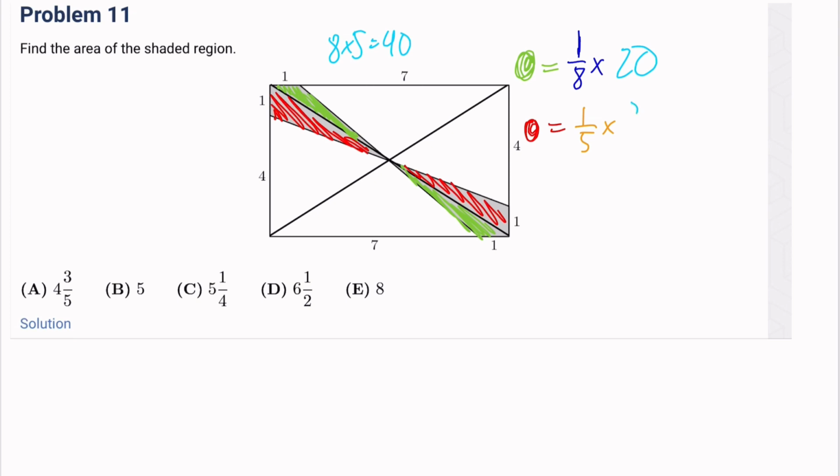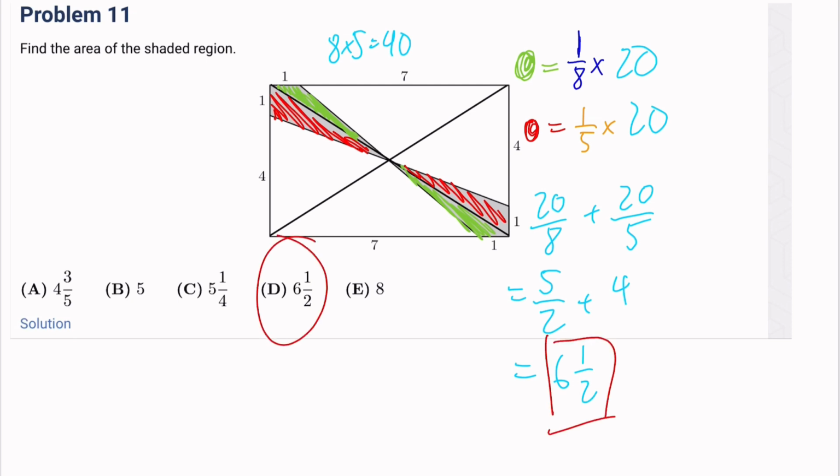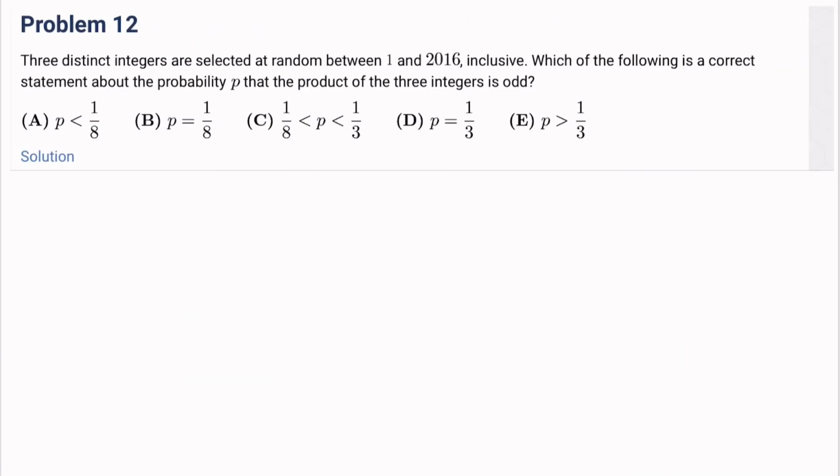And so 1/8 times 20, that is 20/8, plus 20/5. This equals 5/2 plus 4, and this is 6.5. So the answer is 6.5. It's D. Number 12, three distinct integers are selected at random between 1 and 2016 inclusive.